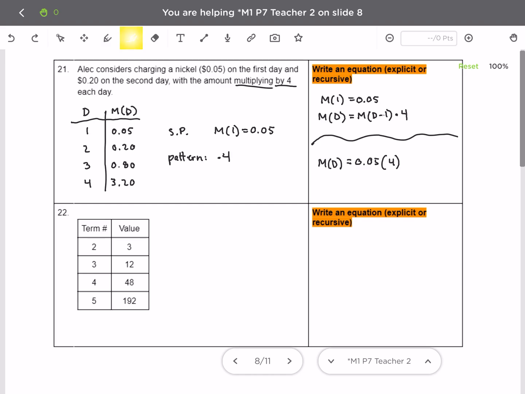And then once again, remember, because our table is not starting at an input of 0, we must get back to 0. So I'm going to say D minus 1 because I have to get back to 0. Now the next one, we have a table. All you have to do is figure out the pattern, once again, times 4.